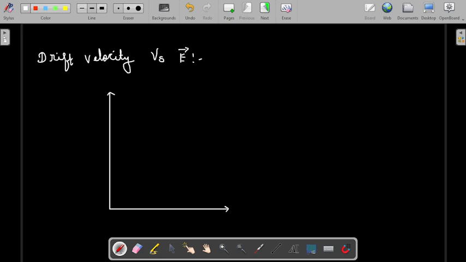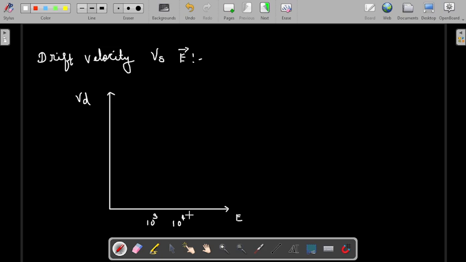So in this class we are going to discuss a few more graphs, and we are going to start the classification of semiconductors. So let's begin with the graphical representation to understand the drift velocity with the electric field. On the x-axis we take the electric field and the y-axis will be the drift velocity Vd. Based on increasing the electric field, we are going to see how the drift velocity varies.